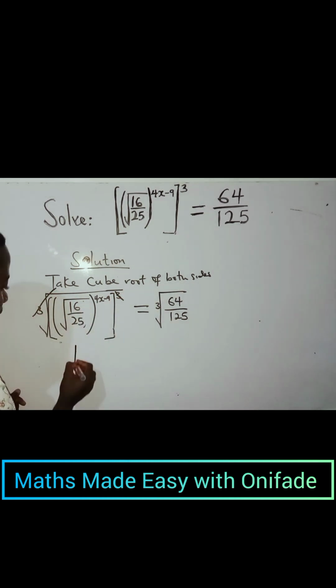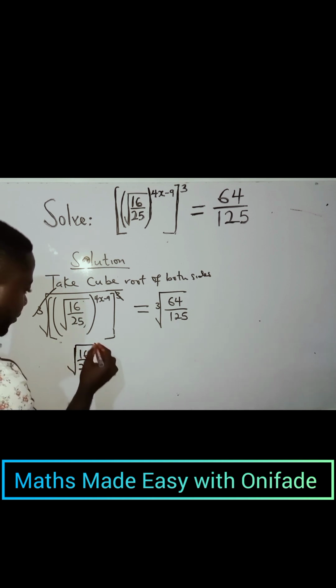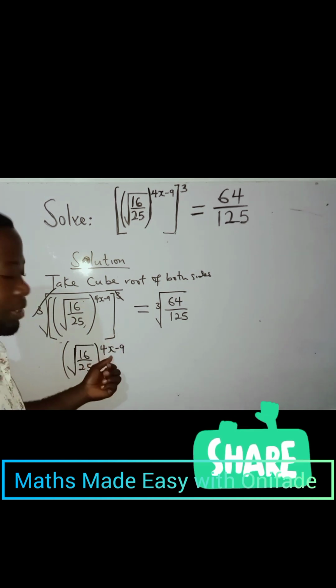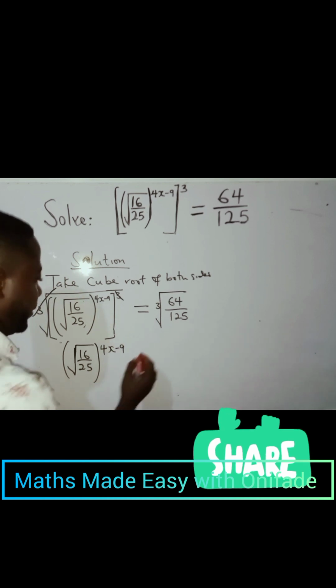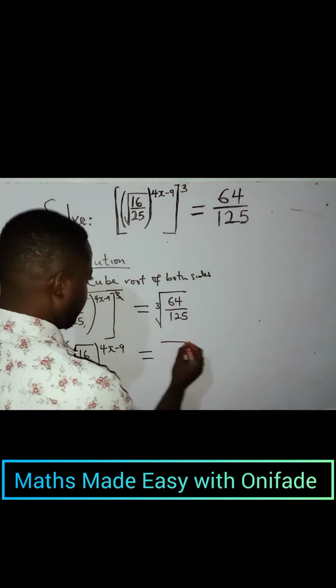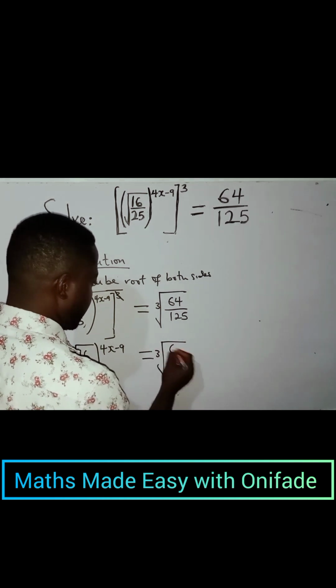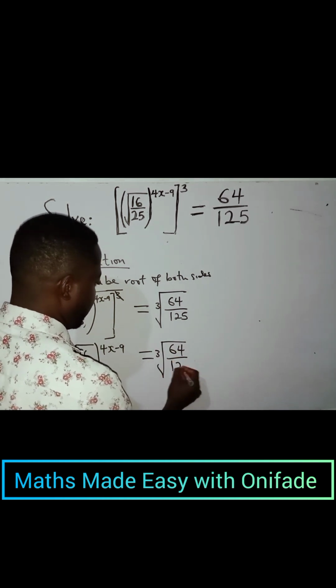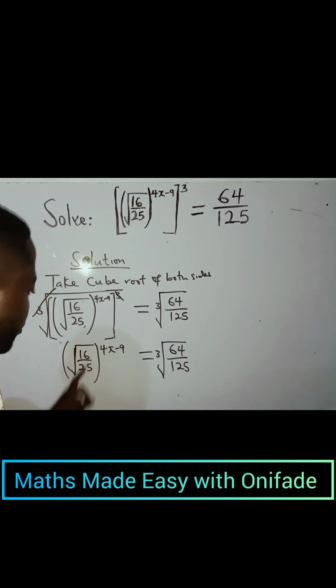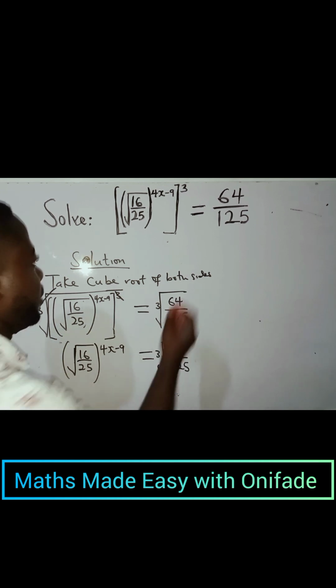So that means I'm going to have root 16 all over 25 raised to the power of 4x minus 9 equals the cube root of 64 all over 125. That's good. The next thing we are going to do now is to find the square root of this and also to find the cube root of this. So let's do that.